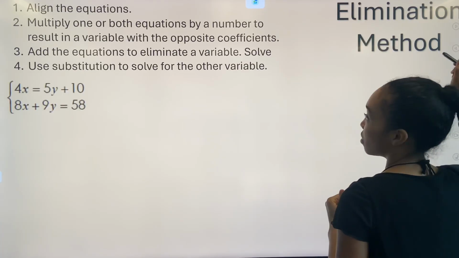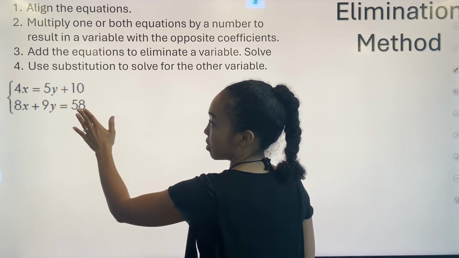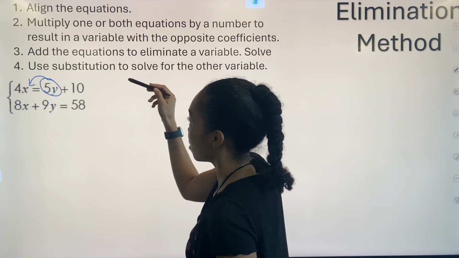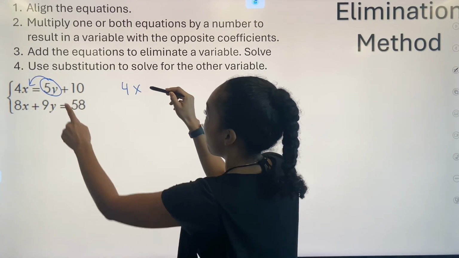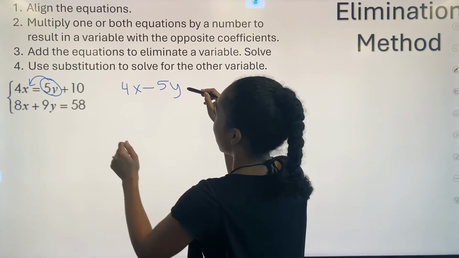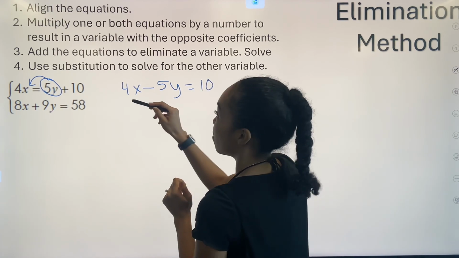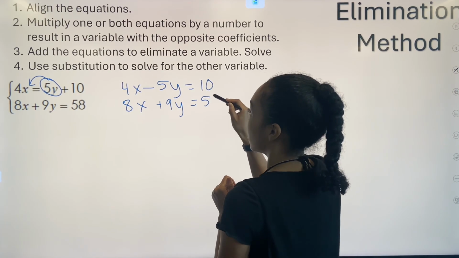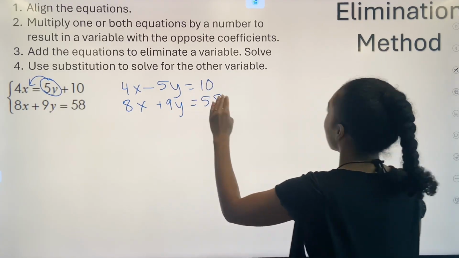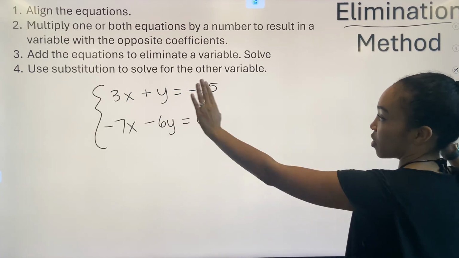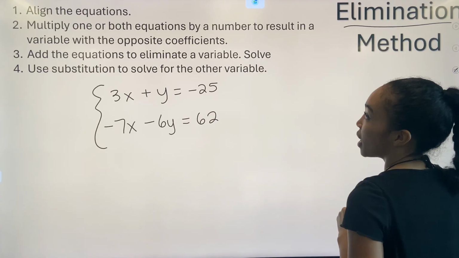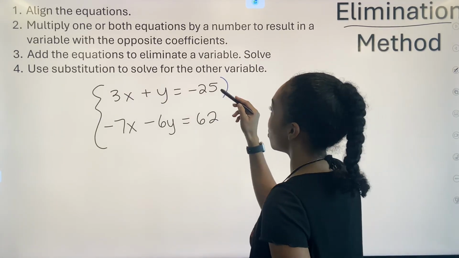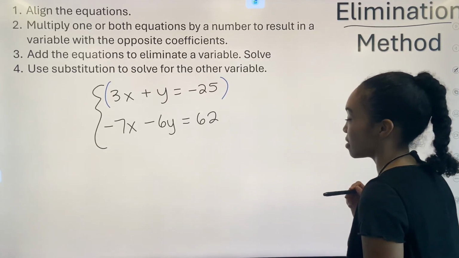For example, this one is not aligned, right? You would have to move this over to the other side so that it's 4x minus 5y equals 10, and then the bottom one can stay the same. Now they are aligned. In the example we're doing, they're already aligned. Okay, so I'm gonna just do step 2. I think it's easier shown than said.